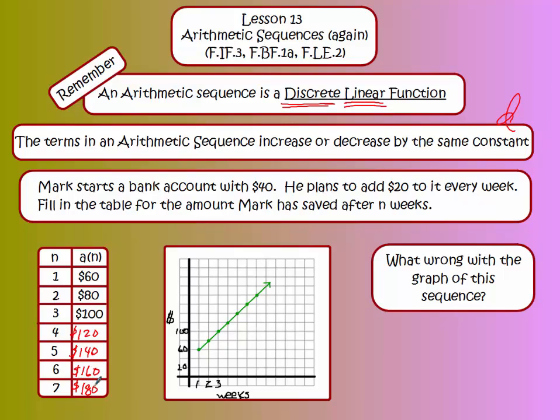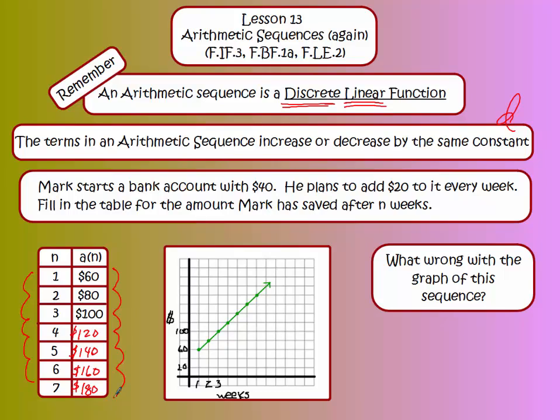Notice, as these go up by 1 every time, these are going up by 20 every time. So this is definitely linear. We've talked about this in the past. There is an average rate of change. It's $20 a week.